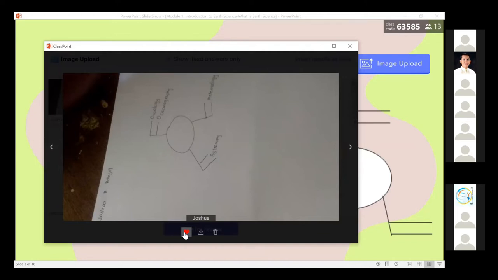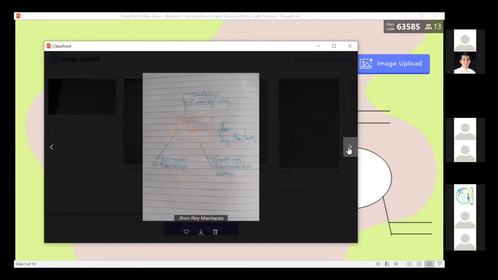It is because, as I have made mention a while ago, you are going to identify these fields or branches of earth science. So it would be better that you input here, dito sa middle, dapat nakalagay dito ang earth science. Nakuha, class? Okay, so tingnan natin yung sagot ni John Raymond Lapas. So this is actually correct. You have geology, oceanography, climatology, environmental science, astronomy, and meteorology. You can actually look into the details in the branches of earth science, kasi nilagay ni John Ray. So this is correct.